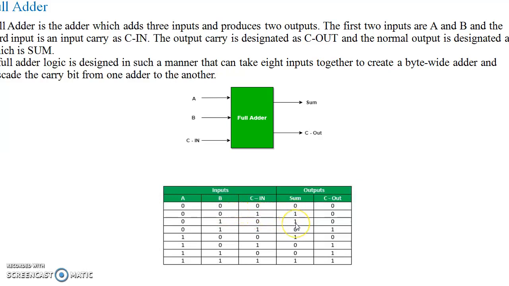Next for this one the possible combination is A bar, B, C in bar. Next for this one the possible combination is A, B bar, C in bar. Next for this one the possible combination is A, B, C in bar.